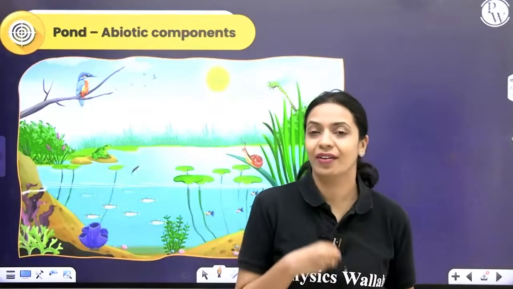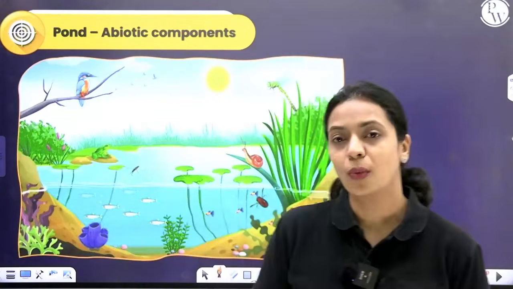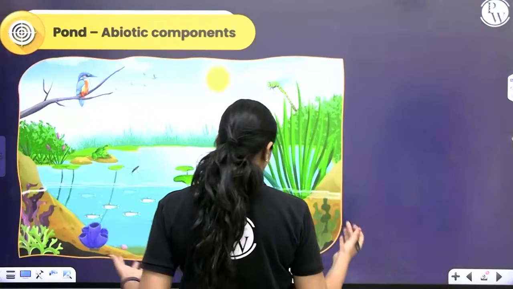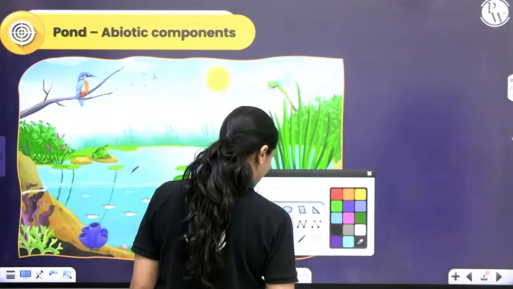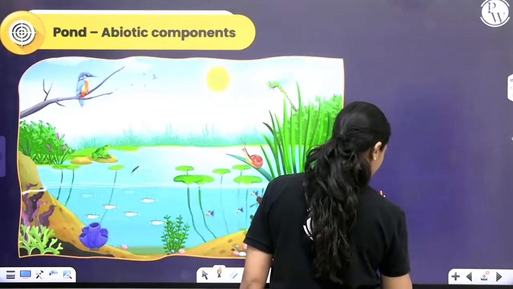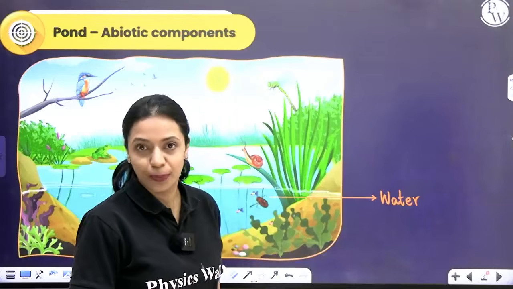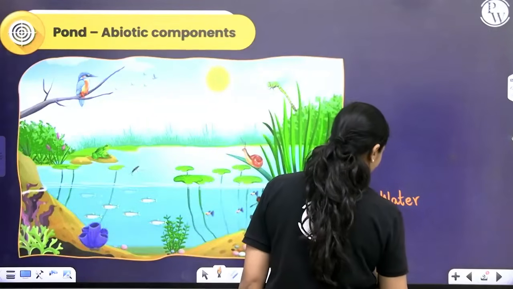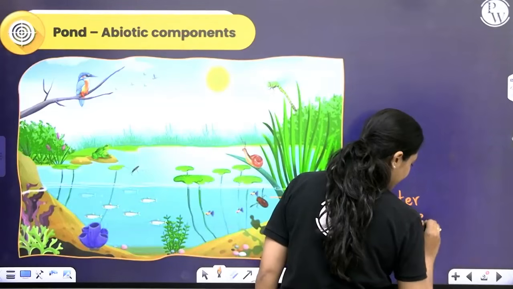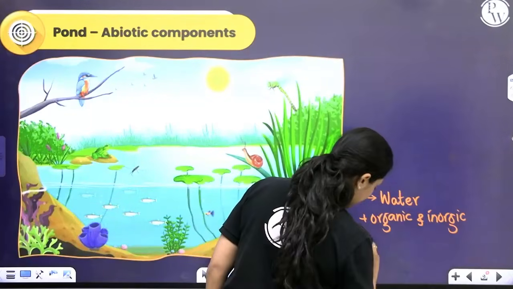In a pond, you have different abiotic components and you also have biotic components. What are some of the abiotic components that you can see in a pond? Of course, pond is a water body. There will be water present in it, right? We have water. And is this pure water? It's not pure distilled water. It will have a lot of organic and inorganic nutrients dissolved.